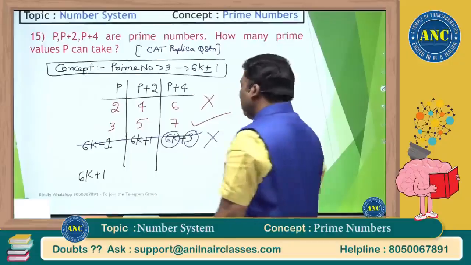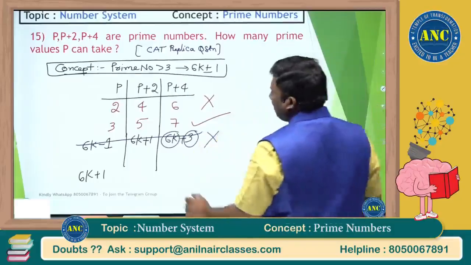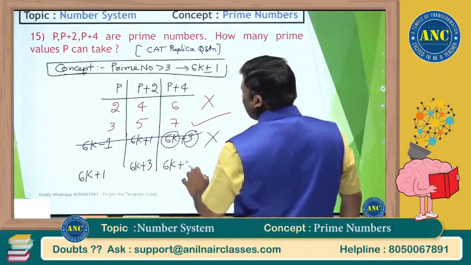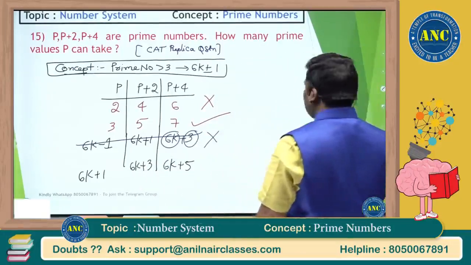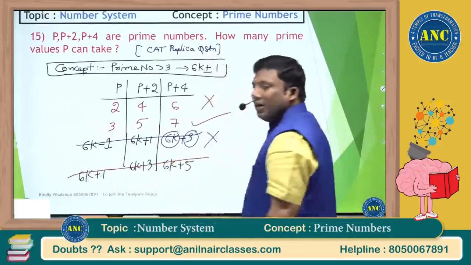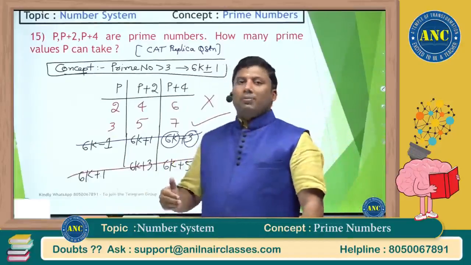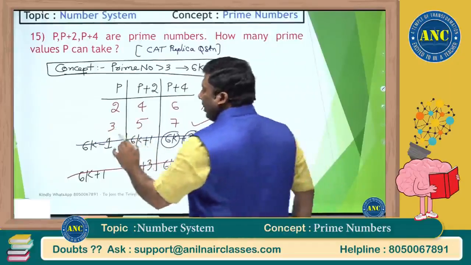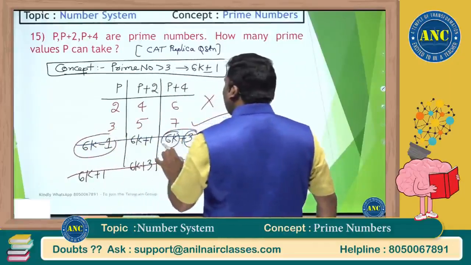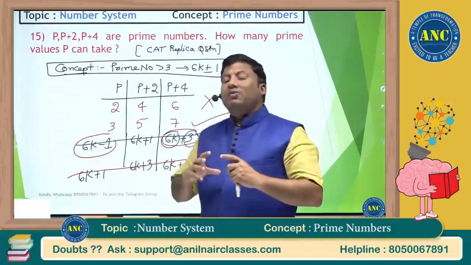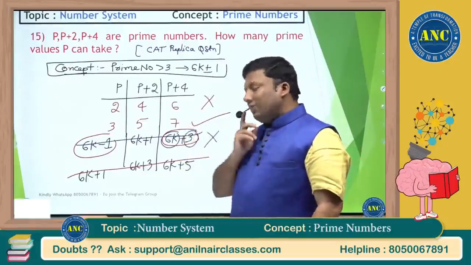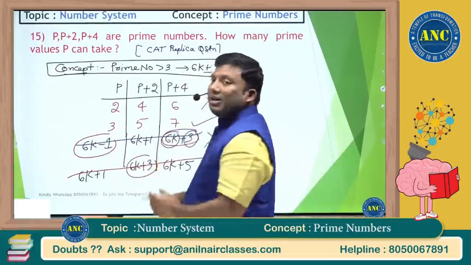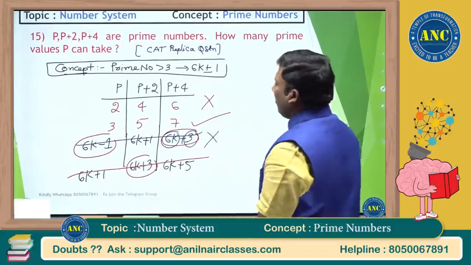6k minus 1 is out. If I take 6k plus 1, then 6k plus 1 plus 2 is 6k plus 3, and then 6k plus 5. 6k plus 3 is also divisible by 3. That means there exist no prime numbers greater than 3 of the form 6k minus 1 or 6k plus 1 that make a triplet. One number always becomes divisible by 3, and if a number is divisible by 3, it becomes a composite number.